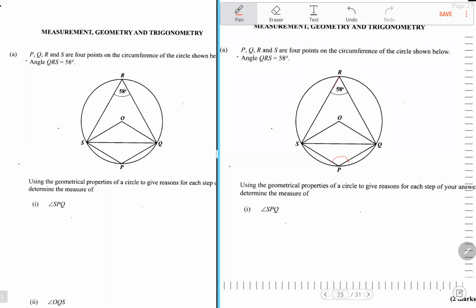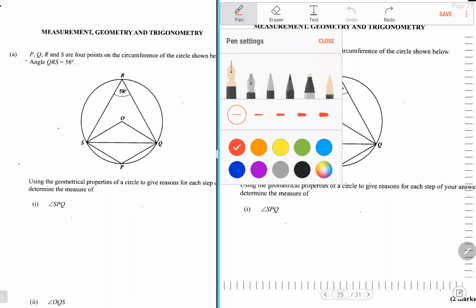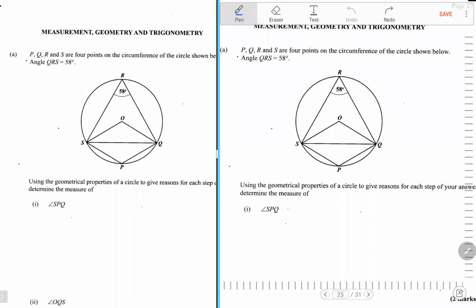So the first one is that we're going to use the cyclic quadrilateral rule. Opposite angles in a cyclic quadrilateral are supplementary. So this angle down here is 180 minus this one. All right, that's obvious. So angle SPQ is going to be equal to 180 degrees minus 58 degrees, which works out to 122 degrees.